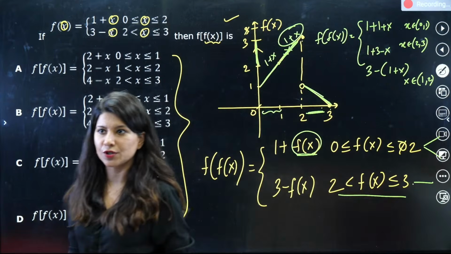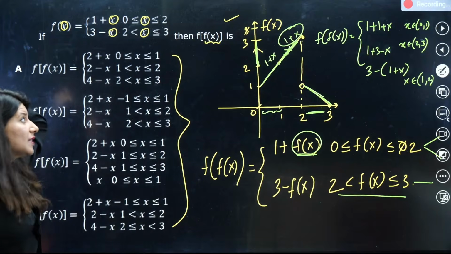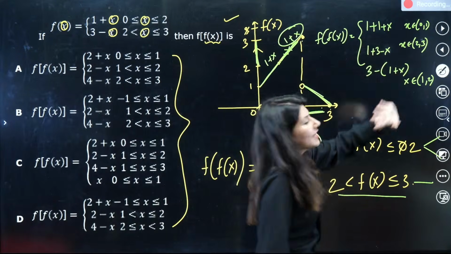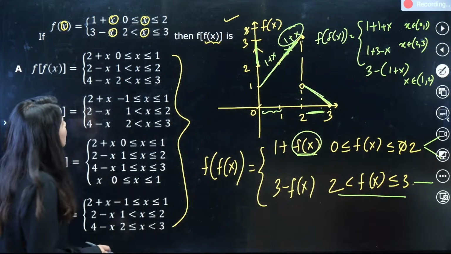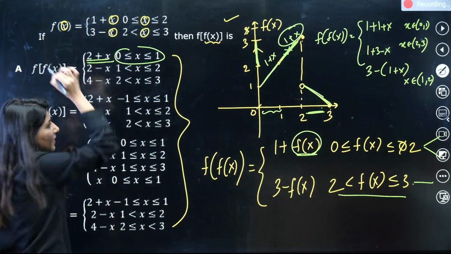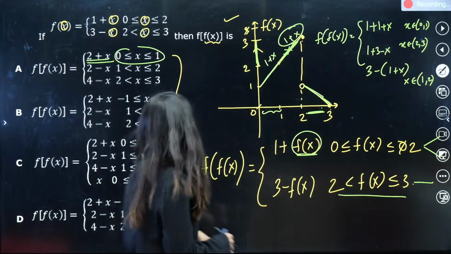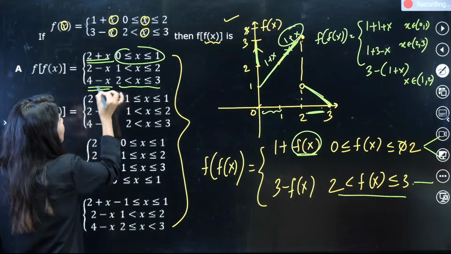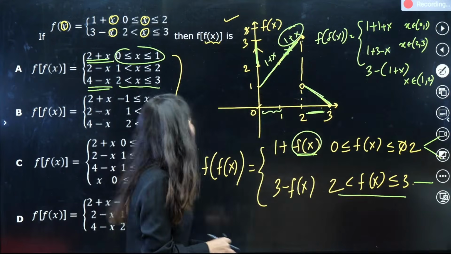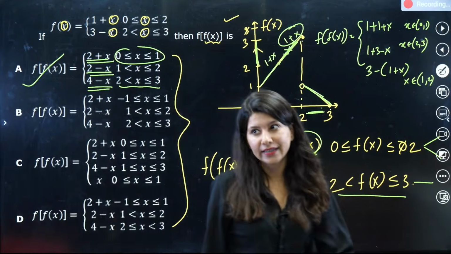This is a lengthier question. Alright, so this is the process that we need to follow. Now this is your f(x). So 2 plus x when x is from 0 to 1. Can you clearly see? When x is from 0 to 1, I am getting 2 plus x. When x is from 2 to 3, I am getting 4 minus x. And when your x is from 1 to 2, we are going to get 2 minus x. This is your 2 minus x. Option A is absolutely right.